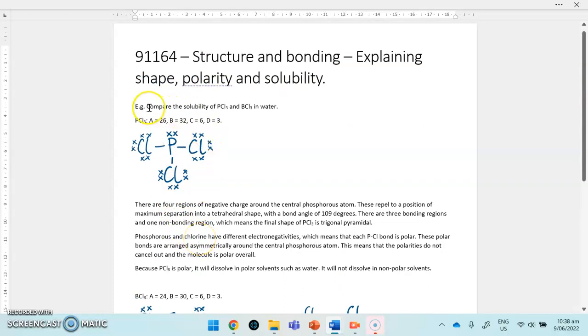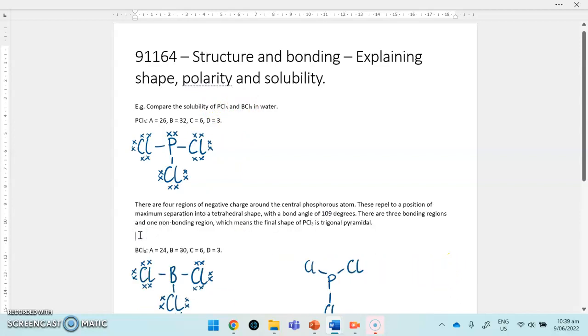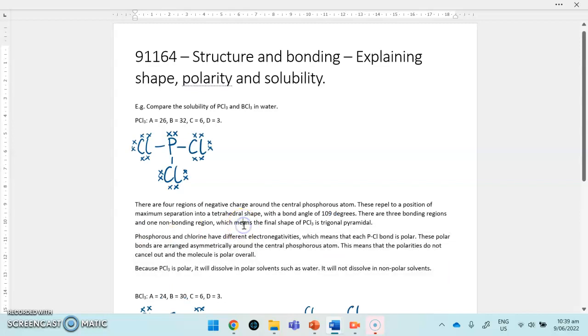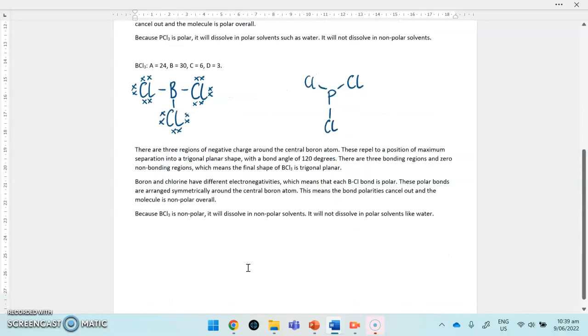Or we could have said compare the shape of PCl3 and BCl3, or the bond angle. In that case, we wouldn't talk about the last two parts, we'd leave off these parts and just have the shape. Okay, but because we've asked about the solubility, we have to go through the whole process of explaining the shape, and then from there explaining the polarity, and then using that to explain the solubility. So that's explaining shape, polarity, and solubility of molecules.